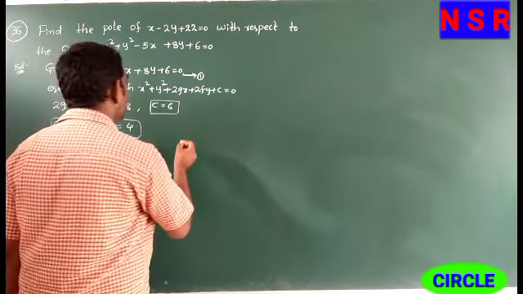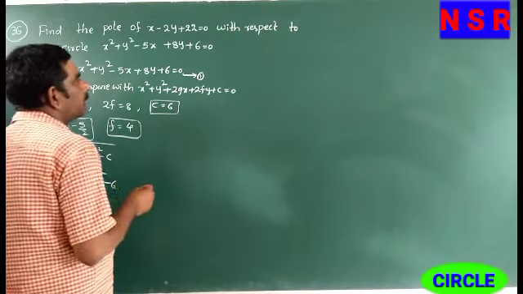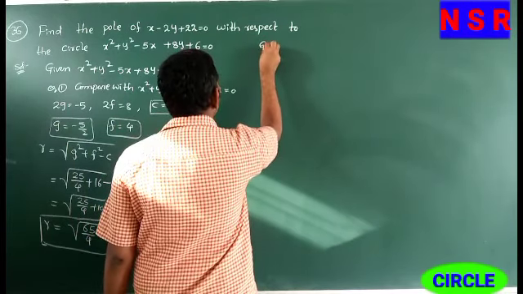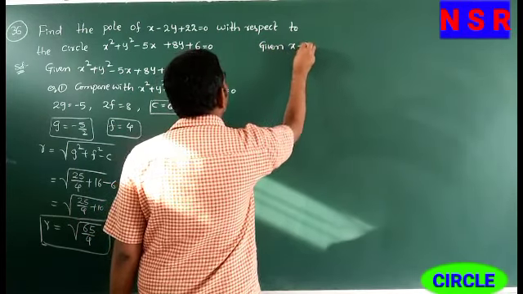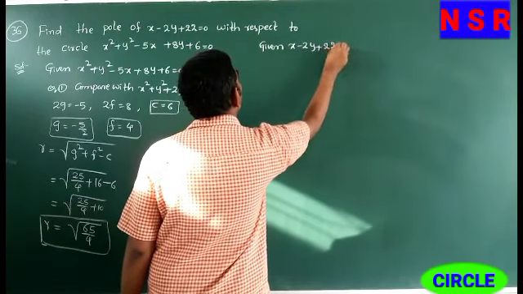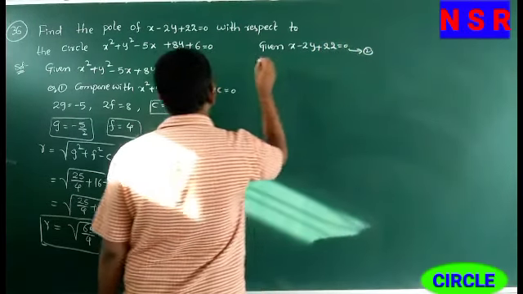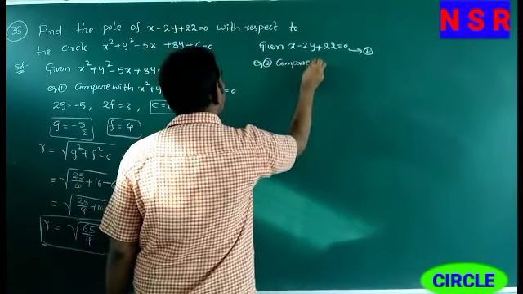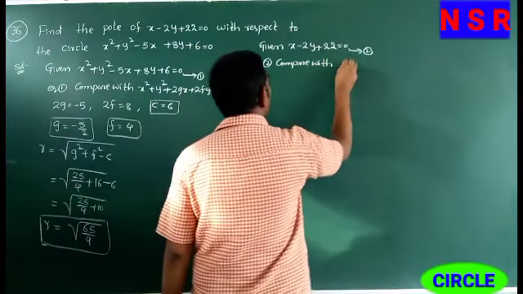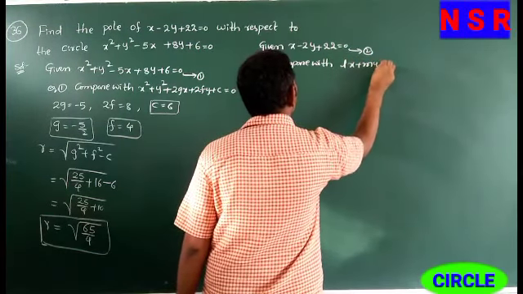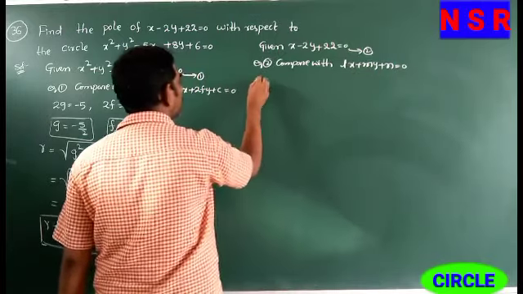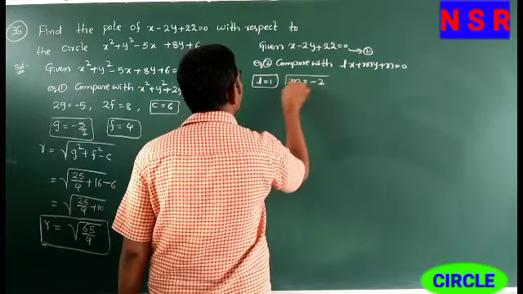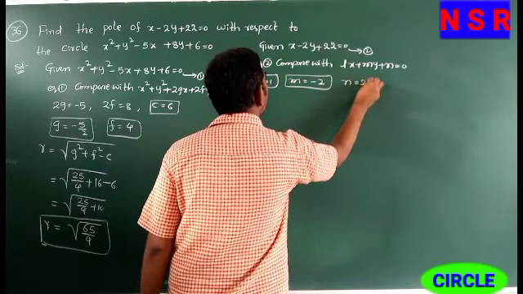And also given here Lx plus My plus n equal to 0. So the given x minus 2y plus 22 equal to 0, take it as equation number 2. Equation 2 compare with Lx plus My plus n equal to 0. Now L equal to 1, m equal to minus 2, n equal to 22.